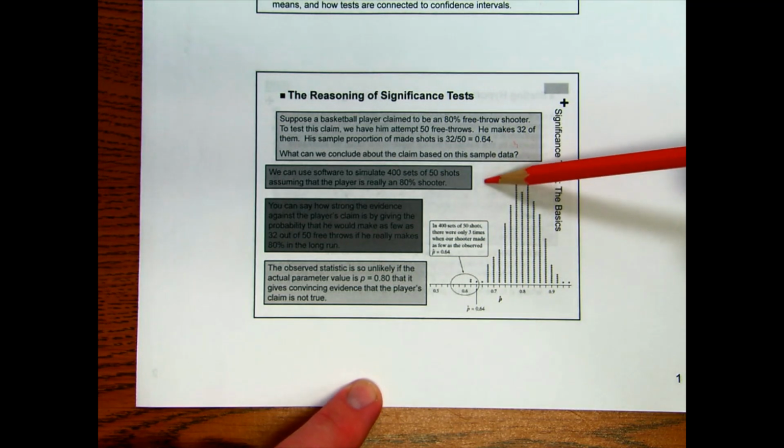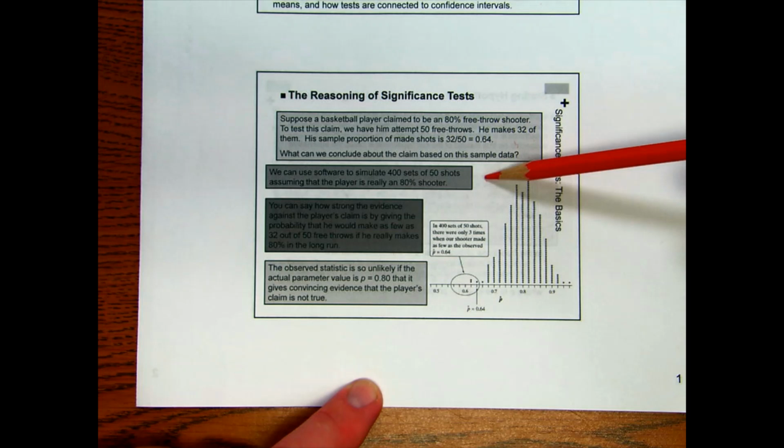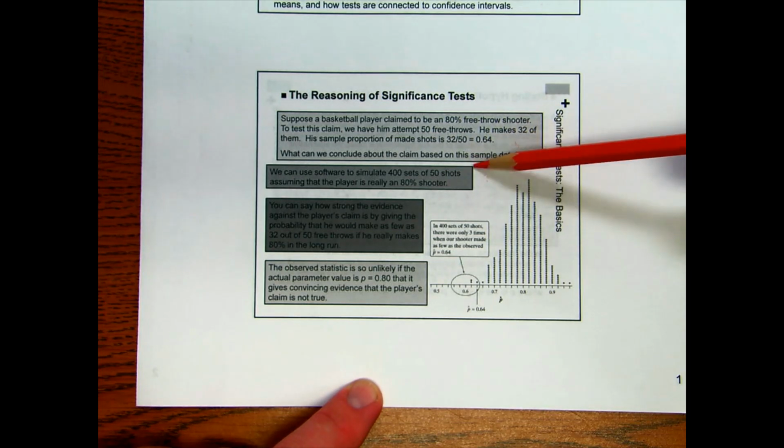We can use software to simulate 400 sets of 50 shots, assuming the player really is an 80% shooter. Or we could do some type of hands-on manipulative simulation, or we could set up something with random number tables. For this particular simulation, they decided to use technology.